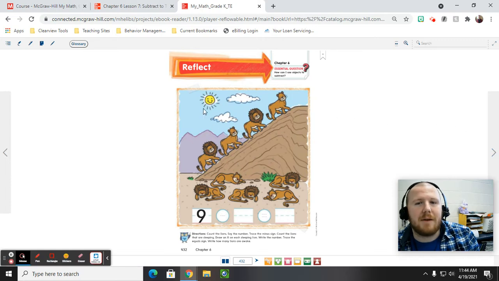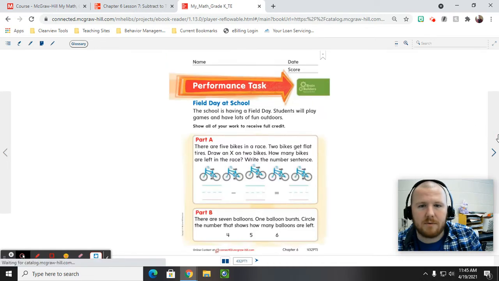So in the reflection, they have a number 9. They show you that there's 9 lions, and it looks like 4 of them are walking away. 1, 2, 3, 4. So how many are left? Tell the story. That would be the right story for this one. Or you can do it backwards, where it's like there were 9 lions, and 1, 2, 3, 4, 5 of them went to sleep. So how many are not asleep? You can tell the story that way too.